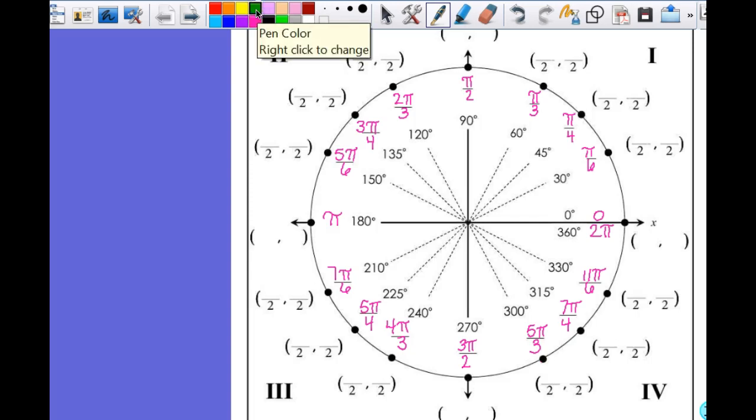The quadrantals are pretty easy here. We got 1, 0. This is 0, 1. This is -1, 0. And this is 0, -1.